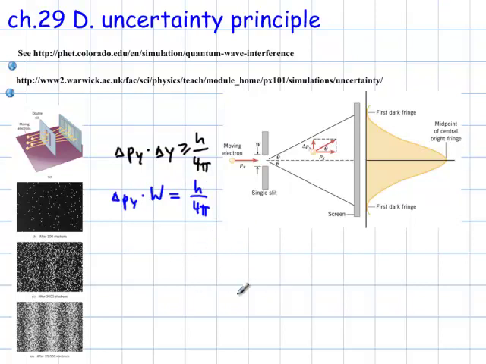Then I'm supposed to figure out what the angle is. I look at this diagram here. The angle for this kind of triangle is going to be the tangent of delta Py over Px. So the tangent of theta is the opposite, which is delta Py, divided by the adjacent, which is Px. So tangent theta equals what I just said a moment ago.